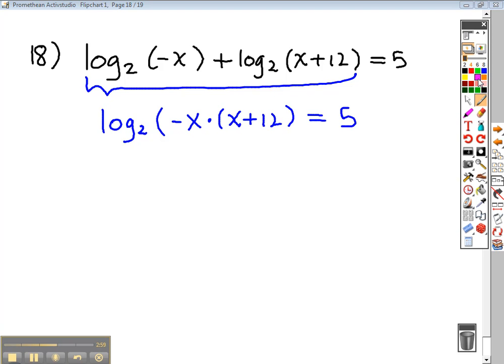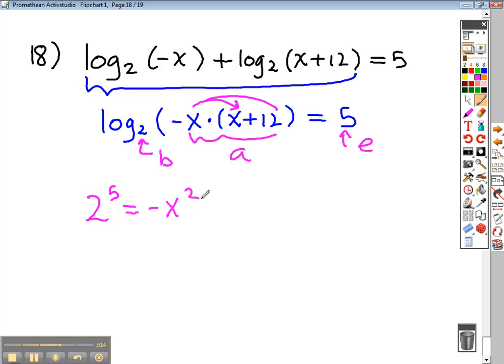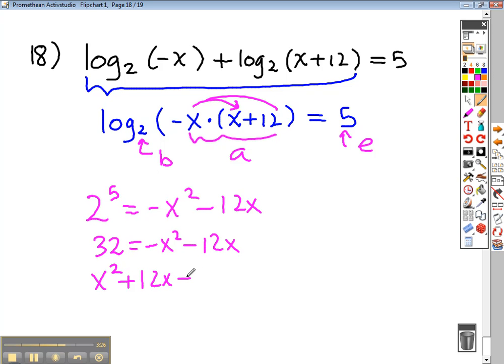Same thing as before. It's in log form. The variable's inside, so I'm going to have to rewrite it in exponential form. That's the base, that's the exponent, and that was the answer. Okay? So it's going to go 2 to the 5th equals, and if I distribute this, negative x squared minus 12x. Okay? 2 to the 5th is 32. And what I'm going to do is move the negative x squared and the 12x over to the other side. So you get x squared plus 12x plus 32 is equal to 0.